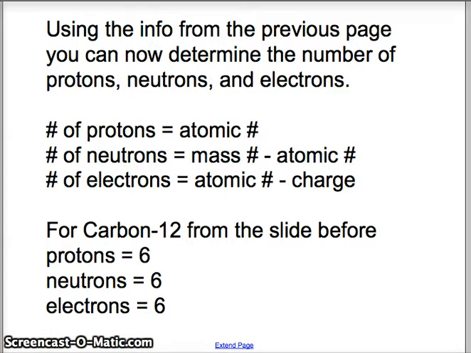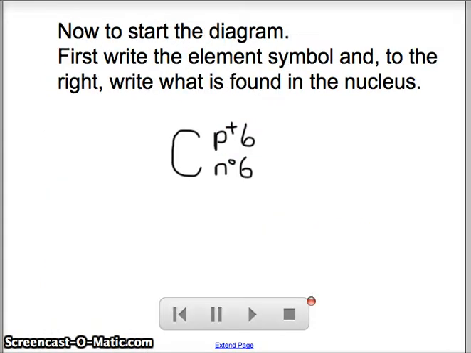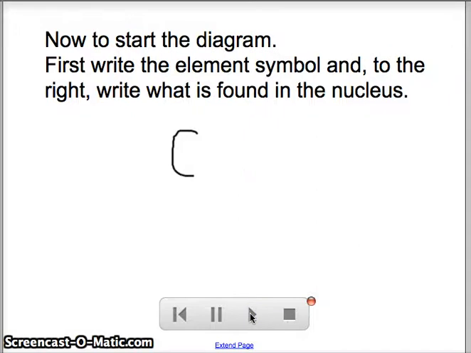Okay, let's move on. We now have that info. So let me record. Now to start the diagram. First you write the element symbol and to the right, write what is found in the nucleus, like I'm doing here. Carbon, element is C, protons, P plus is 6, neutrons, N0 is 6.